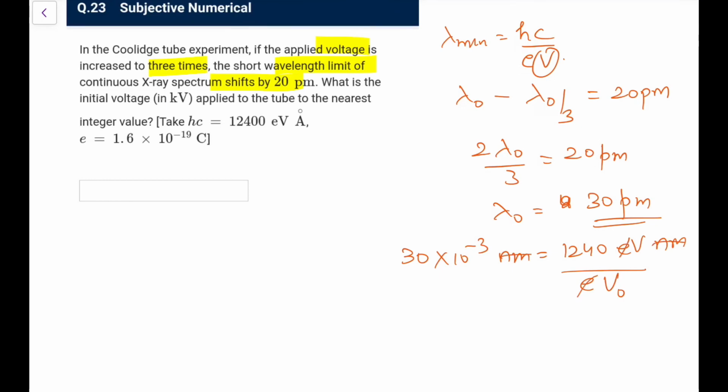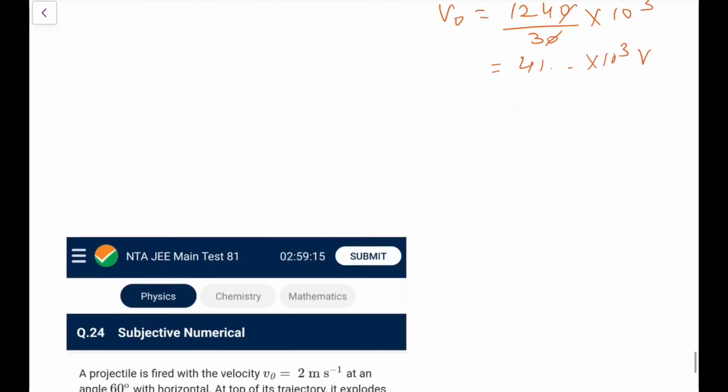So the eV goes, nano goes, so that V naught will come out as 1240 upon 30 into 10 to the power 3. So you have to apply it in kilovolts. So that is 3 upon 124. That is what you are left with. To the nearest integer you need to find out. This is 41 point something into 10 to the power 3 volts. So 41 would be the nearest answer.